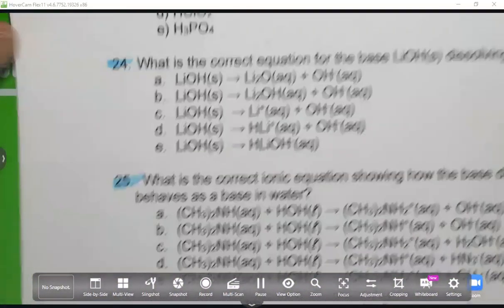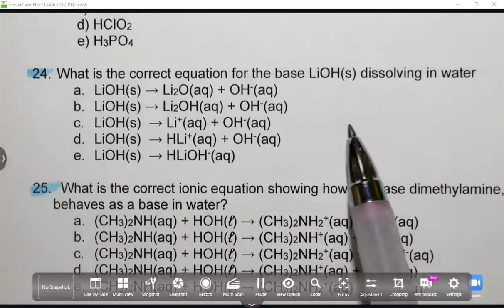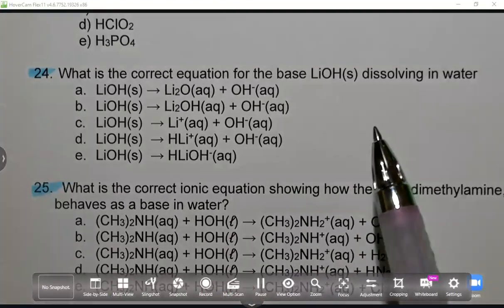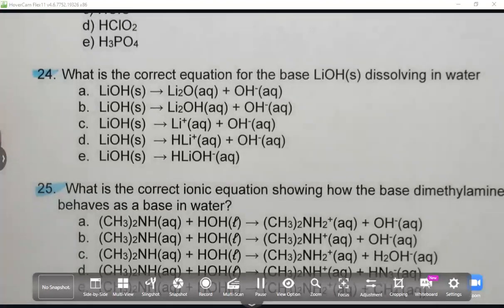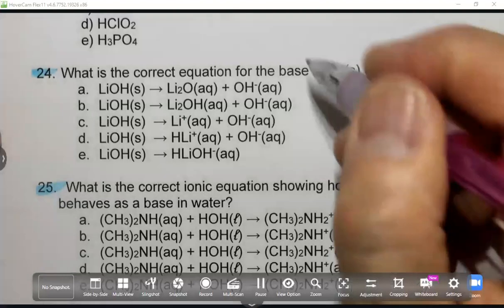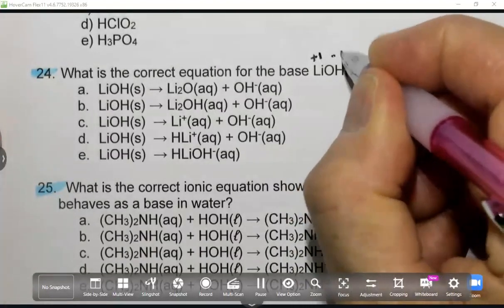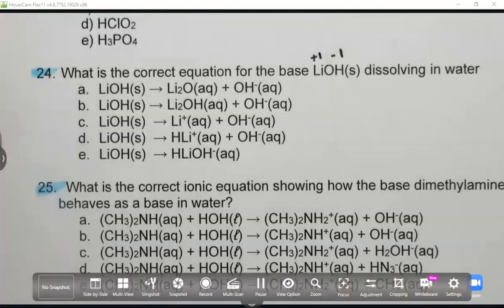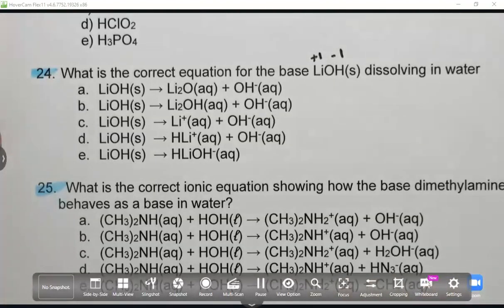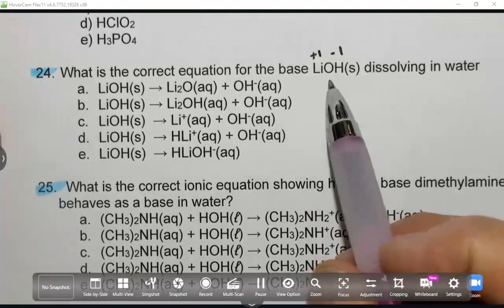Let's see, 24. Okay, on 24, what is the correct equation for the base LiOH dissolving in water? So what is the charge of lithium? Always, always, always +1. What is hydroxide? -1, right? So if this dissolves in water, it is just going to split up into these individual ions.